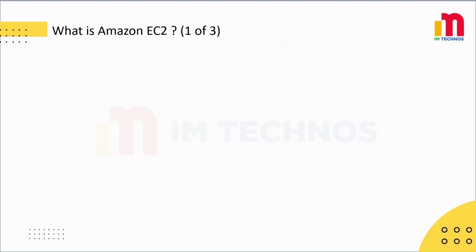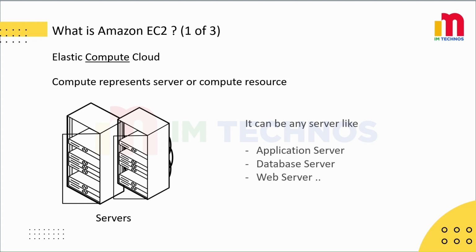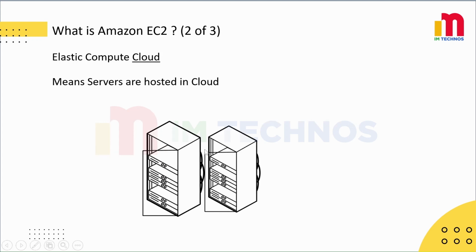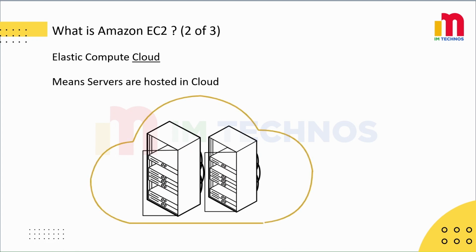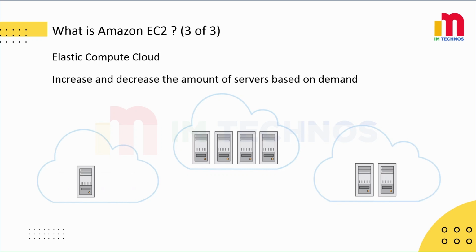This is where Amazon EC2 comes in. EC2 stands for Elastic Compute Cloud. The compute represents a server or a computer. It can be an application server, a database server, or a web server. Cloud means these servers are not physically with you. They are hosted on AWS cloud and can be accessed over the internet. Elastic means flexibility. If configured properly, you can increase or decrease the number of servers automatically based on demand.